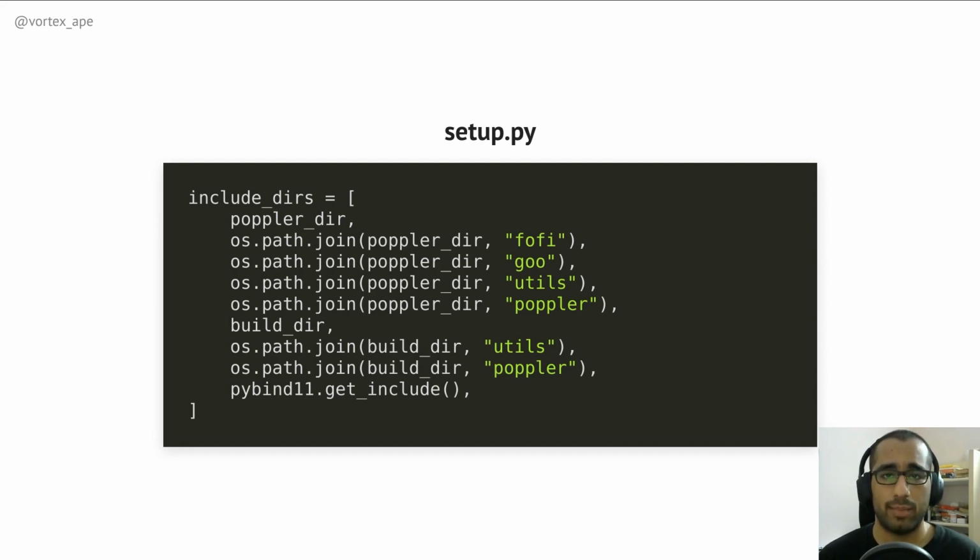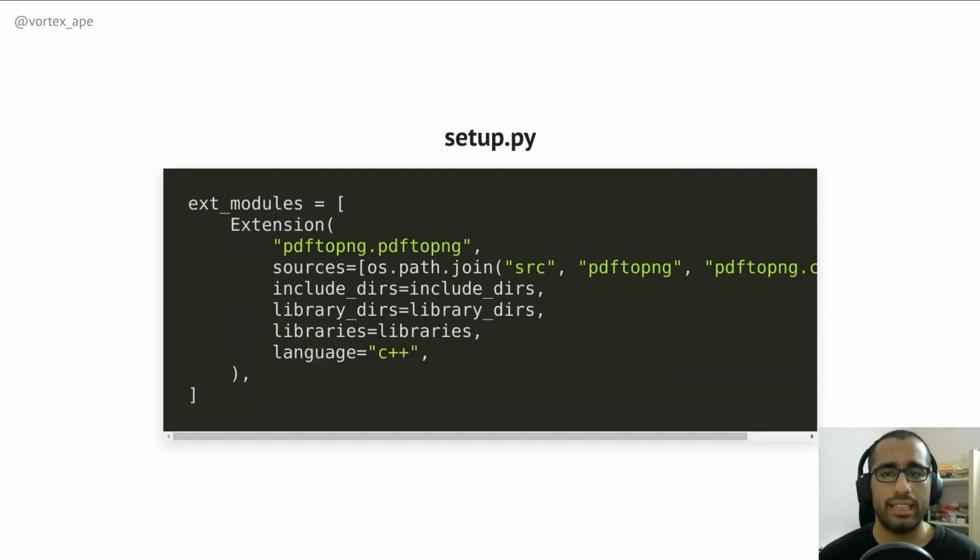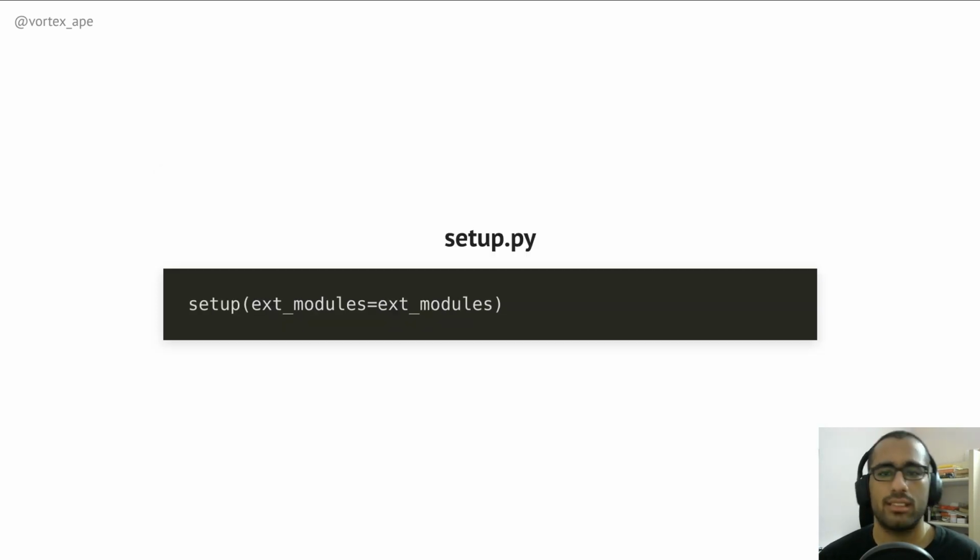These are all the ones that Poplar needs, and at the end we also need to include the pybind11 header files using the pybind11.get_include function. We can then create a list of ext modules where we pass in the name of our extension module, the path to our C++ source code, the include directories, the library directories, and the libraries themselves. And we also specify the language as C++.